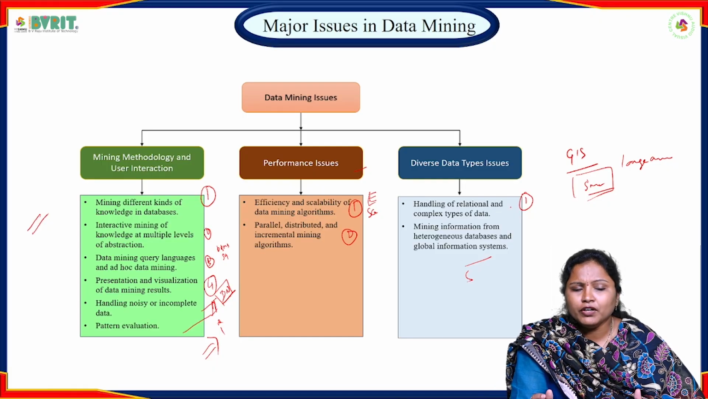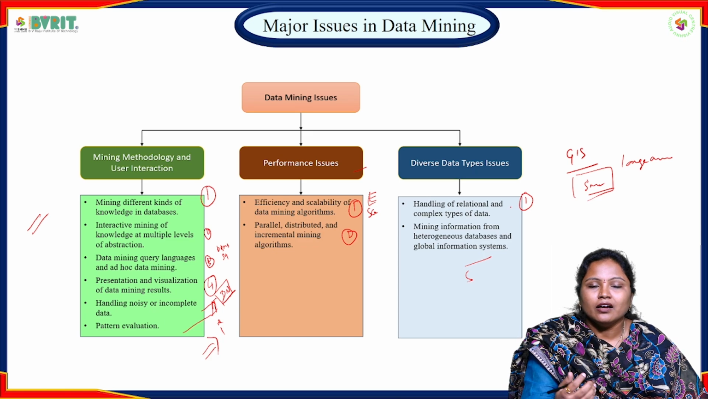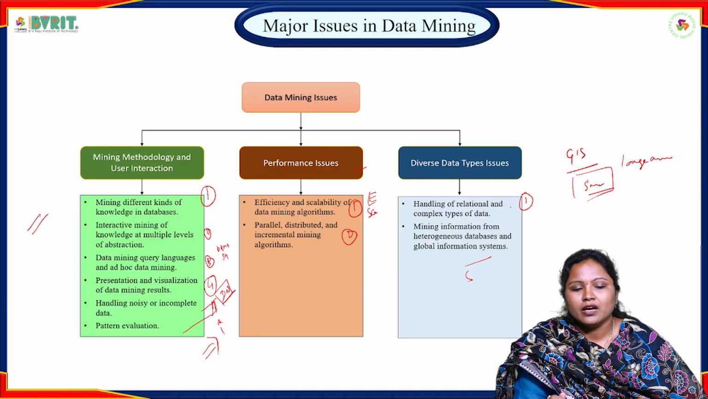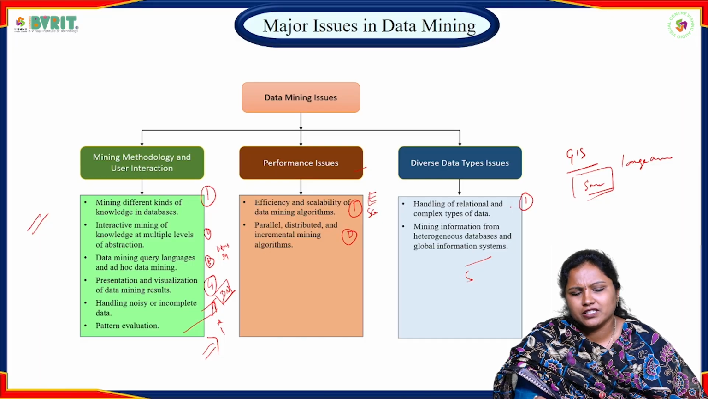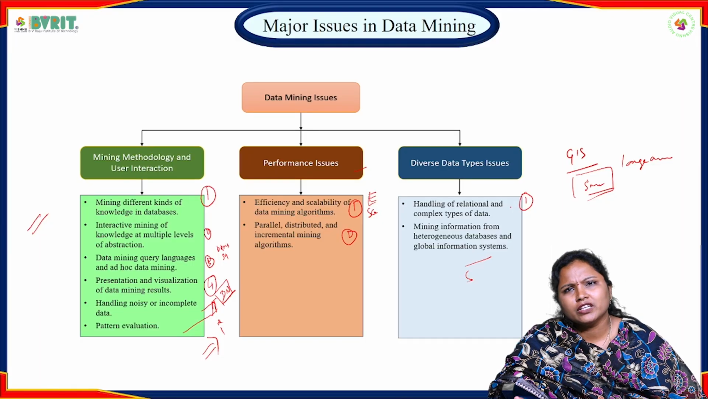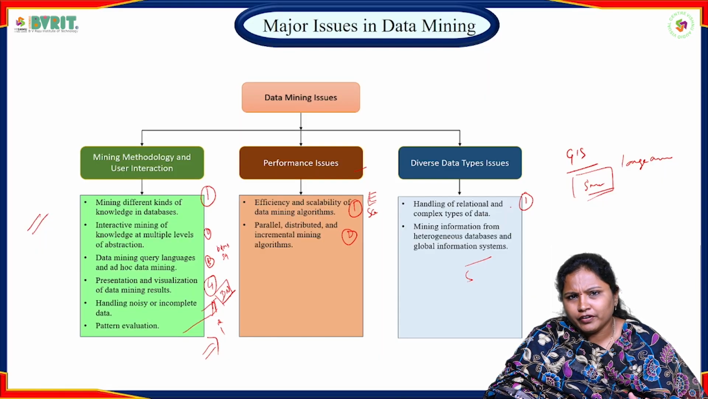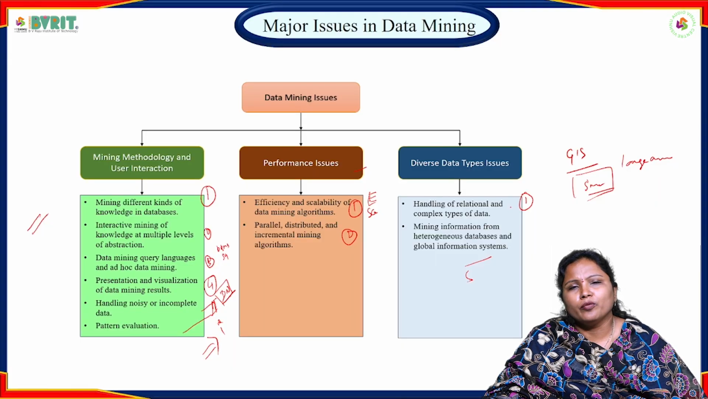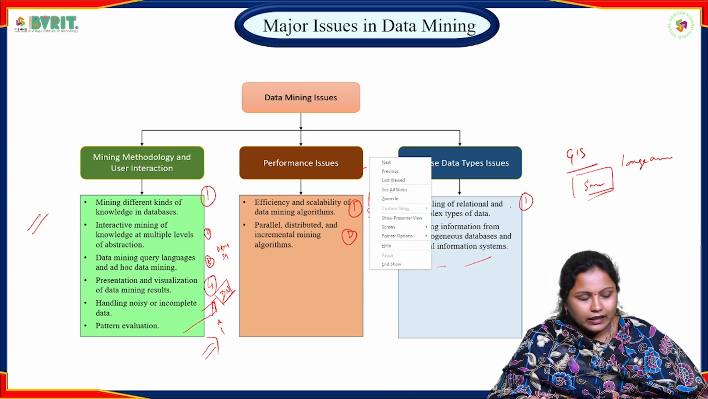Mining methodology and user interaction is about the user accessing the data. When the user is interacting with the databases, there are different types of issues. On the performance side, for scalability and efficiency purposes, there are also some issues. And when we are using different data types, handling a relational database or complex types of data, and mining data from heterogeneous databases or global information systems, there are also some issues. So these are the different issues in data mining.